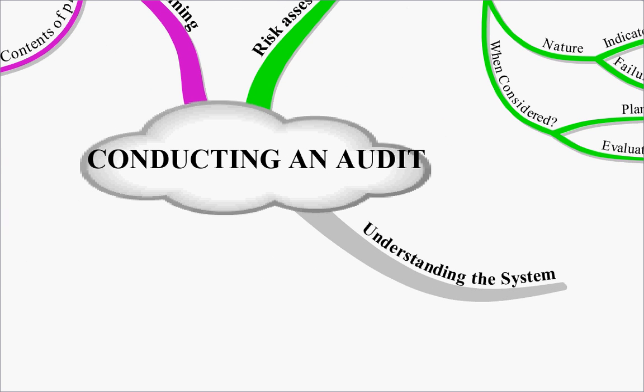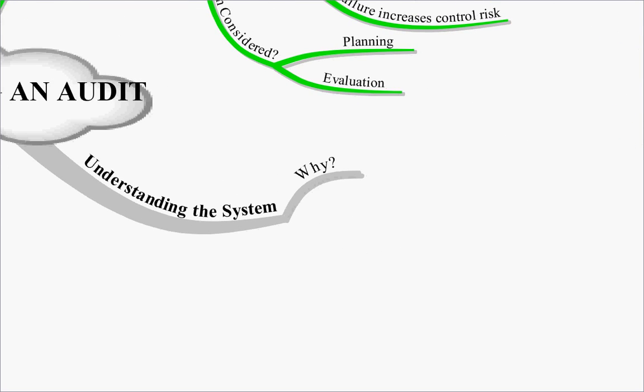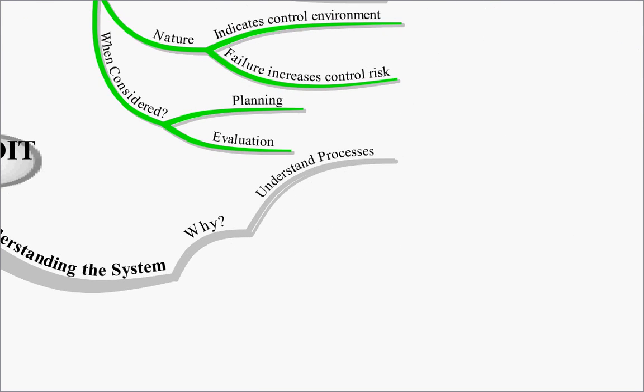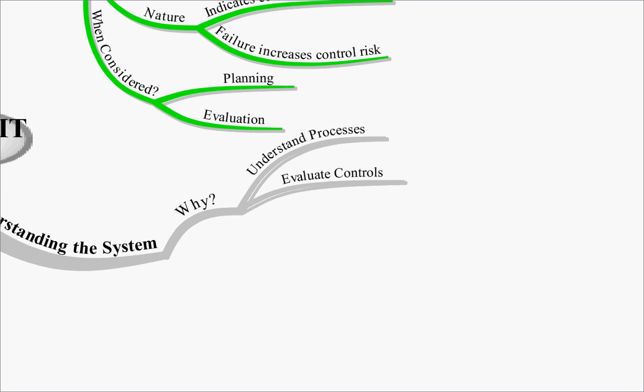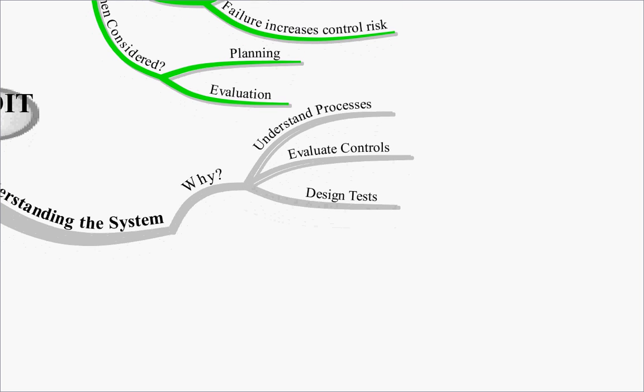Obviously, to audit a system, you're going to have to really understand it. Why do we need to understand it? Well, we're going to look in detail at the processes, so we need to understand them. We're going to evaluate the controls, so if you don't know what controls are there, you can't evaluate them. And you're going to design tests to test the control, so you need to have a strong understanding of them.